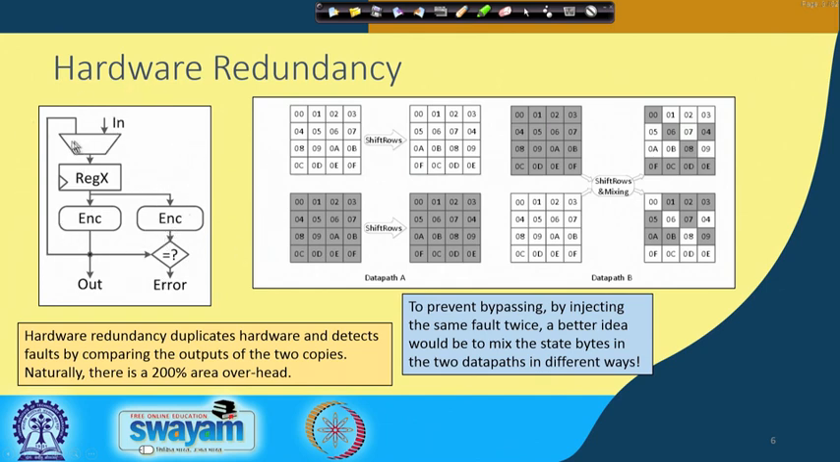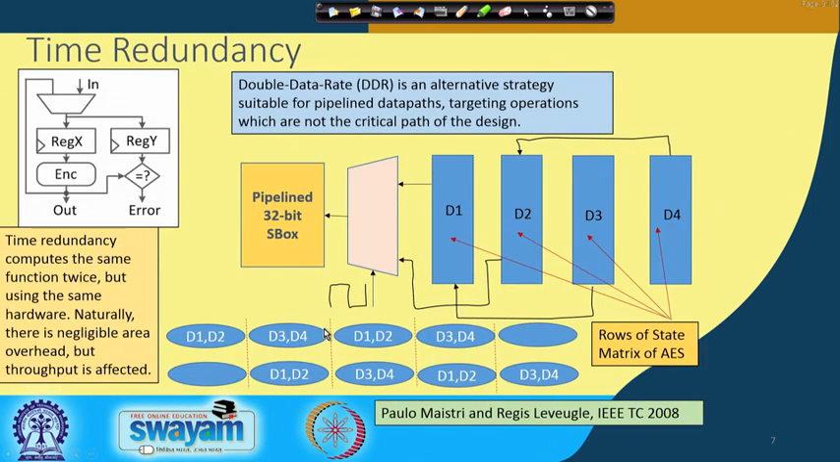So as you can understand, there are two encryption blocks, and I am comparing the results from the two encryptions. Therefore, the hardware overhead is definitely because of the two encryption blocks that I am posing in my circuit. The other possible strategy would be what is called time redundancy.